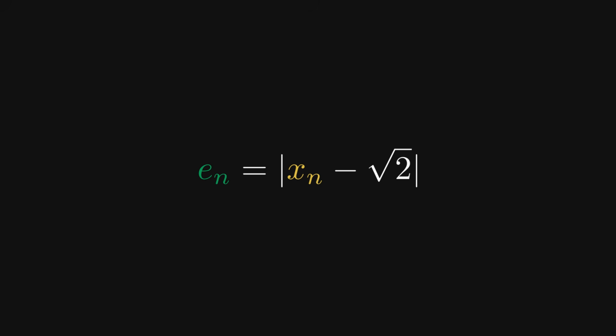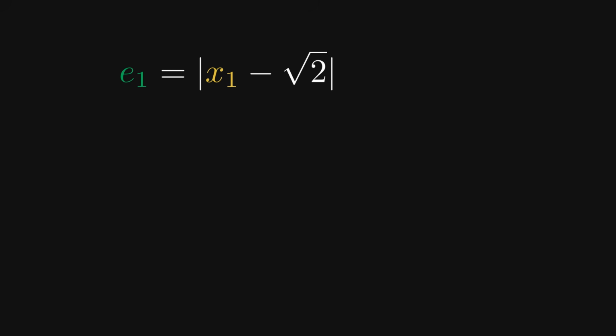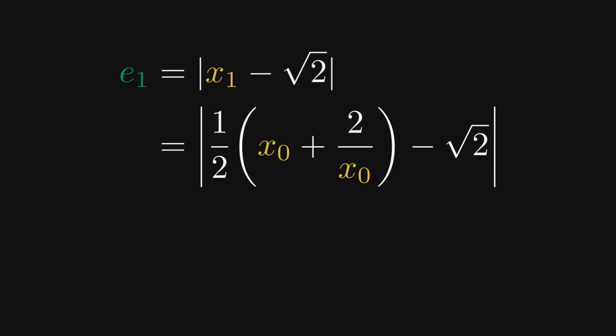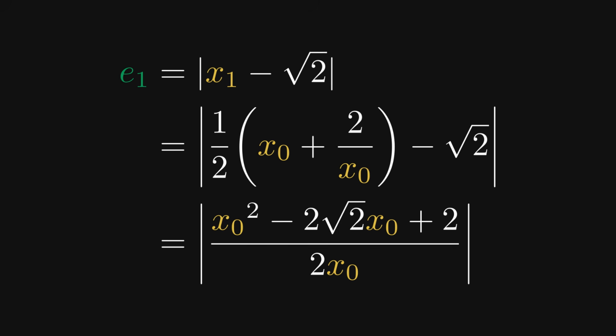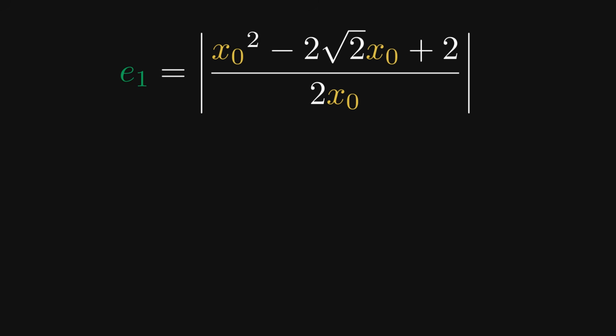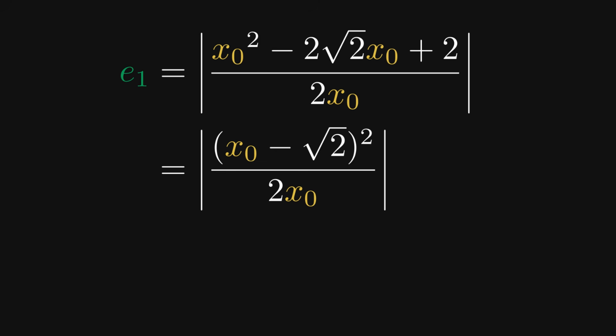We'll denote the approximation error by En, given by the distance between xn and the square root of 2. Let's take a look at E1 and see what we can do. After we directly plug in the definition of x1, we can write the entire thing as one big fraction. Continuing the computation, we can notice that the denominator is a perfect square of E0. So, we finish with an estimation, obtaining that E1 is less than half of E0 squared.